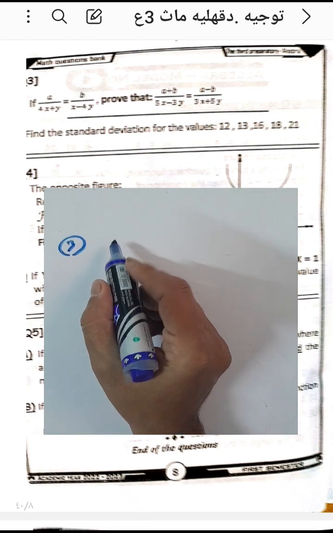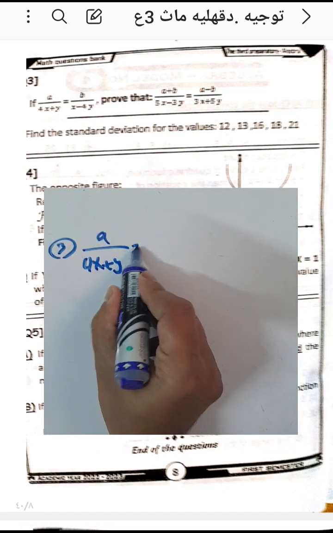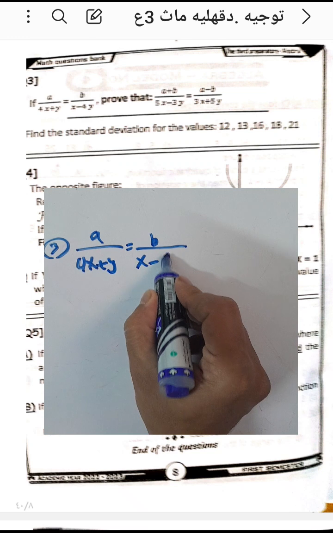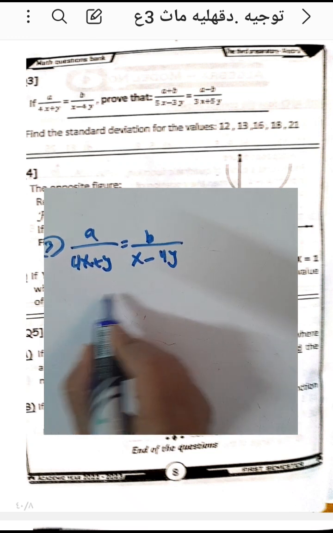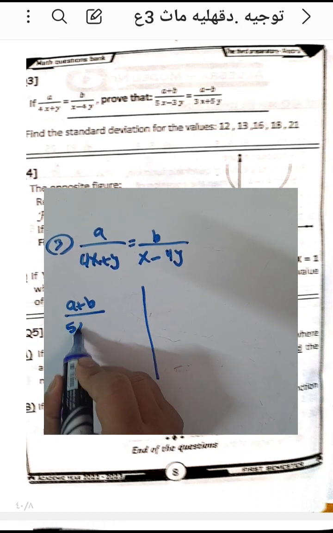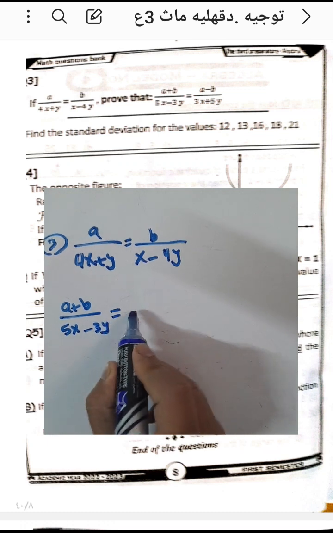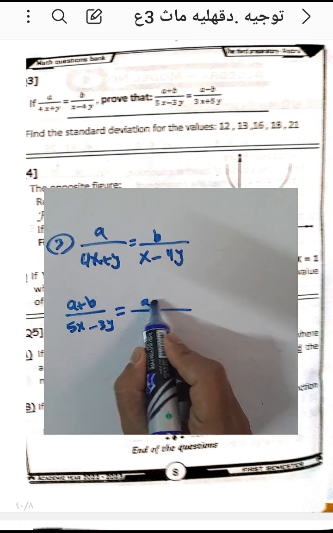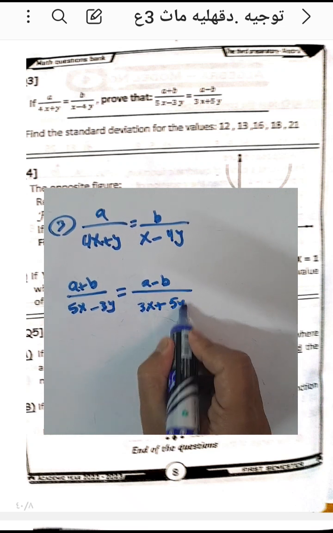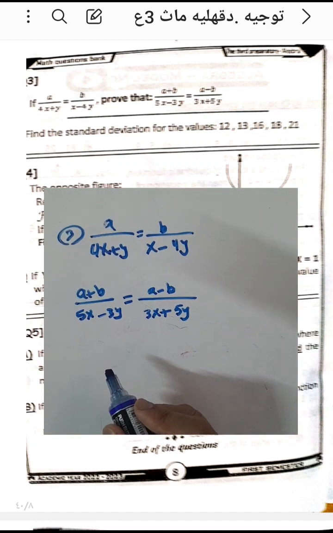If a over 4x plus y equals b over x minus 4y, prove that a plus b over 5x minus 3y equals a minus b over 3x plus 5y. Okay, to prove that, we must use properties about two proportional fractions, adding numerator by numerator and denominator by denominator.